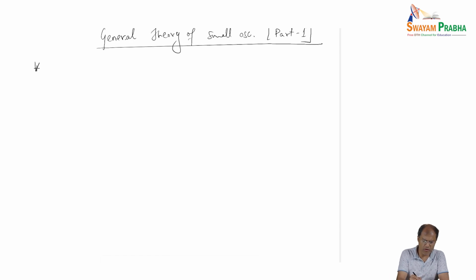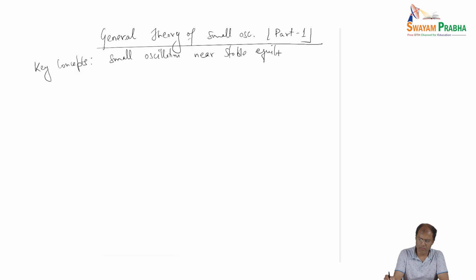The key concepts are small oscillations near stable equilibrium, and we are talking about normal modes, and we are talking about stable equilibrium here.